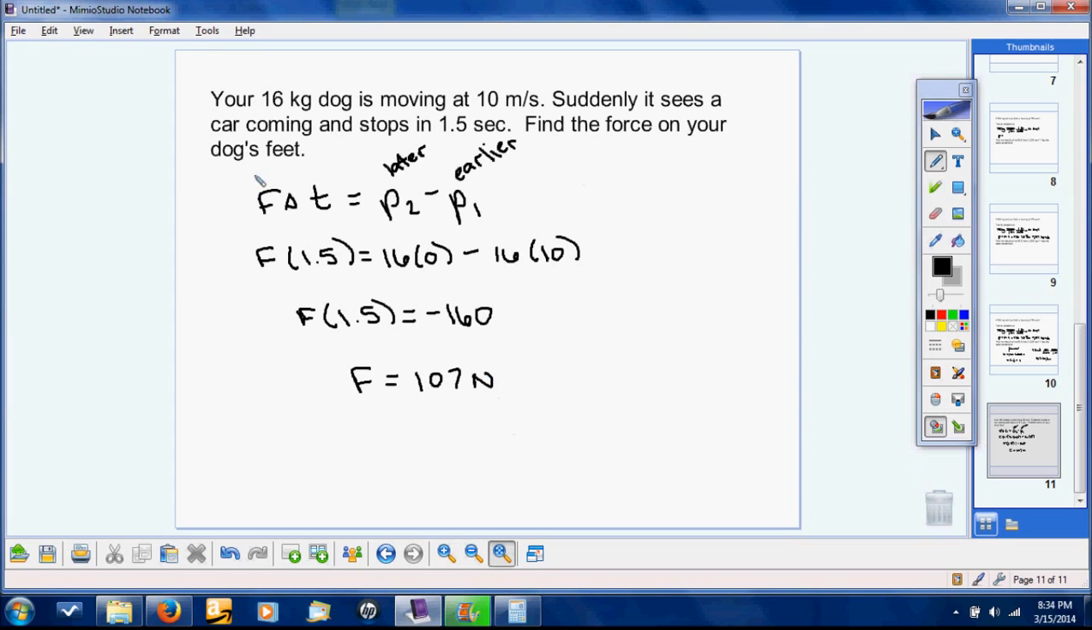Okay, force on your dog's feet due to friction. We could be a little bit more careful on that one. But once again, these equations work out very well. You just have to be very careful as far as what you're asked to find.